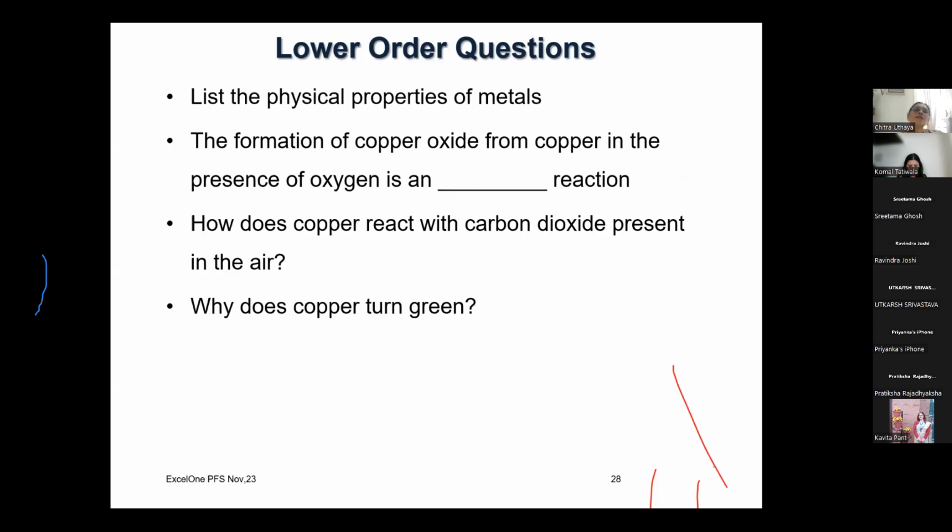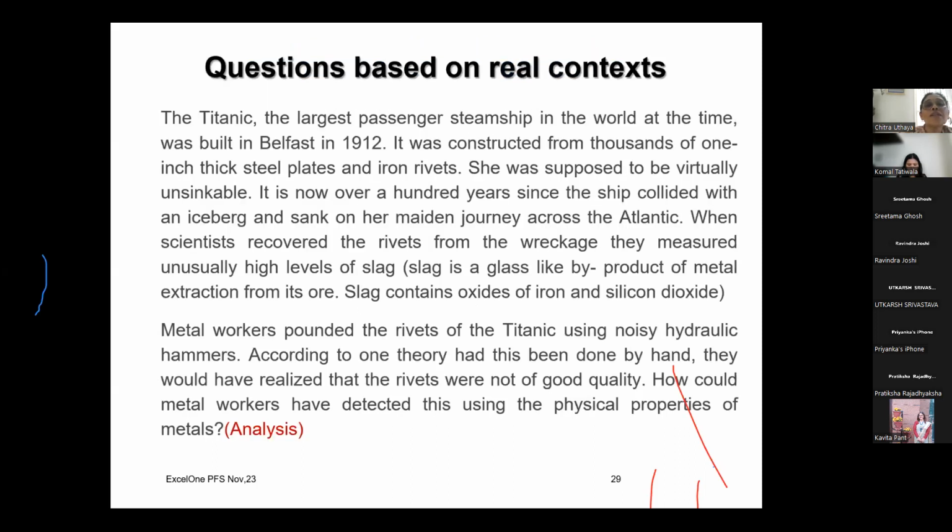Okay, now these are some lower order questions, right? List the physical properties of metals. The formation of copper oxide from copper in the presence of oxygen as a dash reaction. You have to just recall. Or how does copper react with carbon dioxide present in the air? Why does copper turn green? These are some lower order questions. Now, how do we turn these lower order questions into higher order questions? What can we do? Now, let me show you an example.